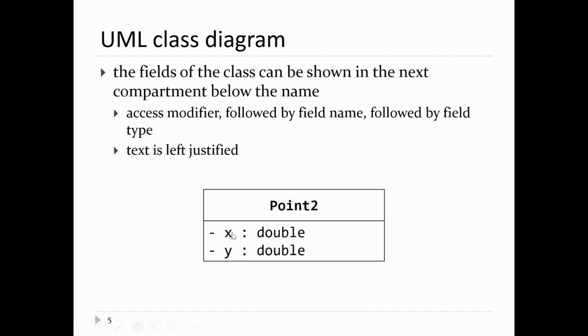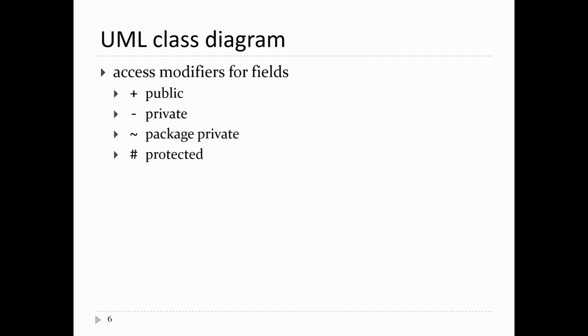So you can show the attributes x and y. Right? You can see here that they both have type double. Right? So again, it's language neutral, so it doesn't use the same syntax as Java. Right? The minus sign here indicates that the fields are private. Right? And UML has support for the other access modifiers as well. Right? So we have public and private. Later, we'll talk about package private and protected, right? But you do have symbols to represent those types of access modifiers as well.